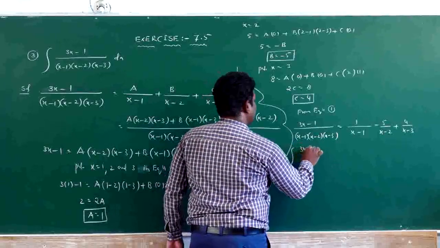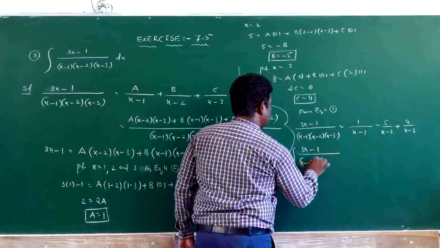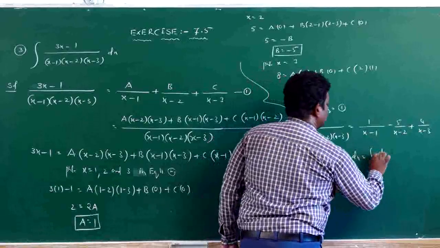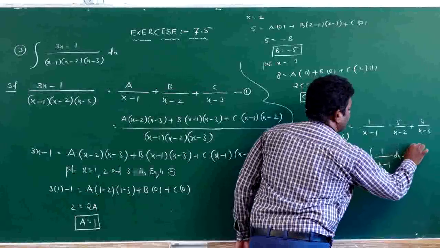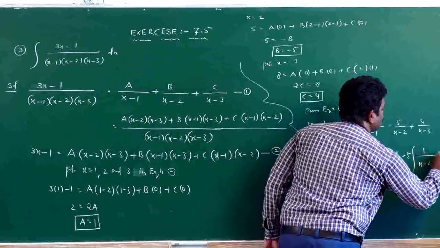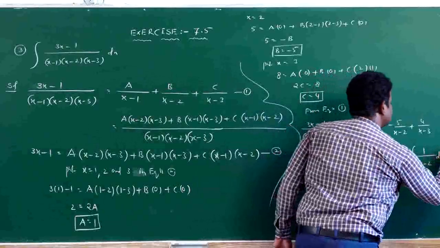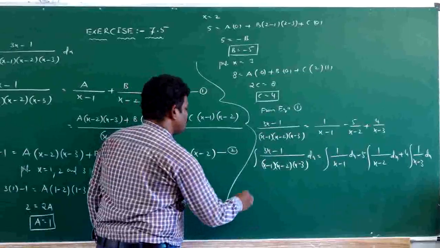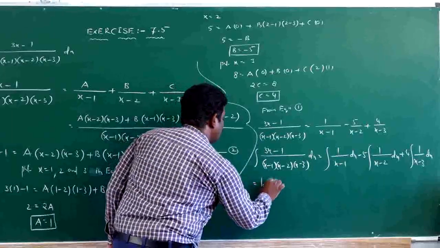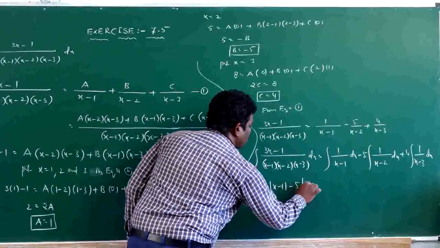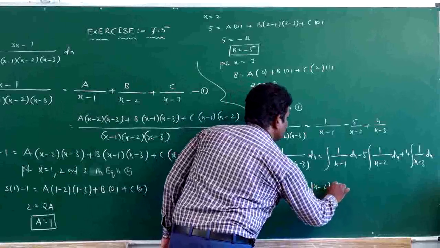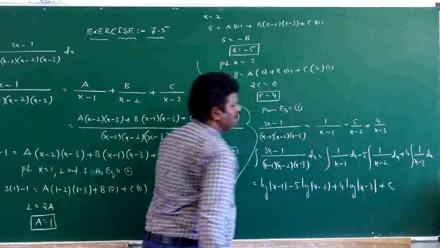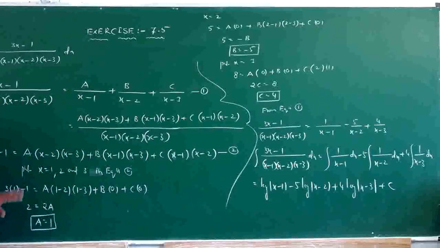So integral (3x minus 1) by (x minus 1)(x minus 2)(x minus 3) dx is equal to integral 1 by (x minus 1) dx minus 5 into integral 1 by (x minus 2) dx plus 4 into integral 1 by (x minus 3) dx. Then finally, that is equal to log of (x minus 1) minus 5 log of (x minus 2) plus 4 log of (x minus 3) plus c. Okay? So that is the solution for this lengthy problem.